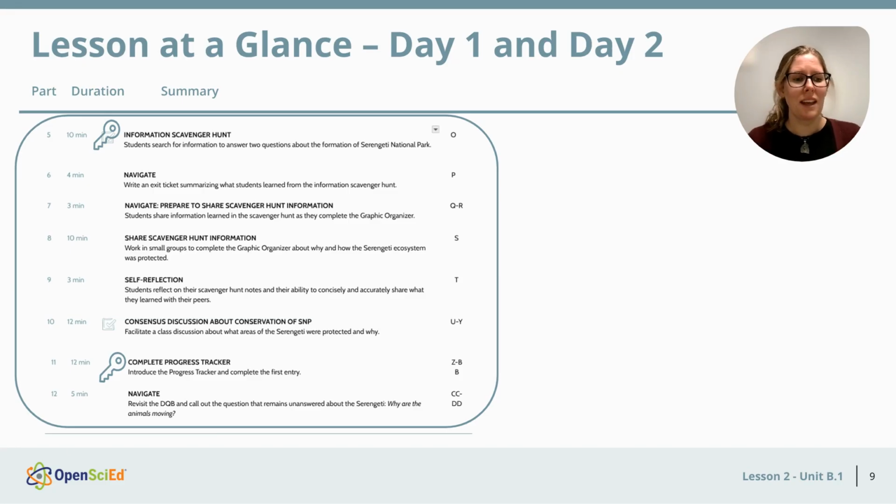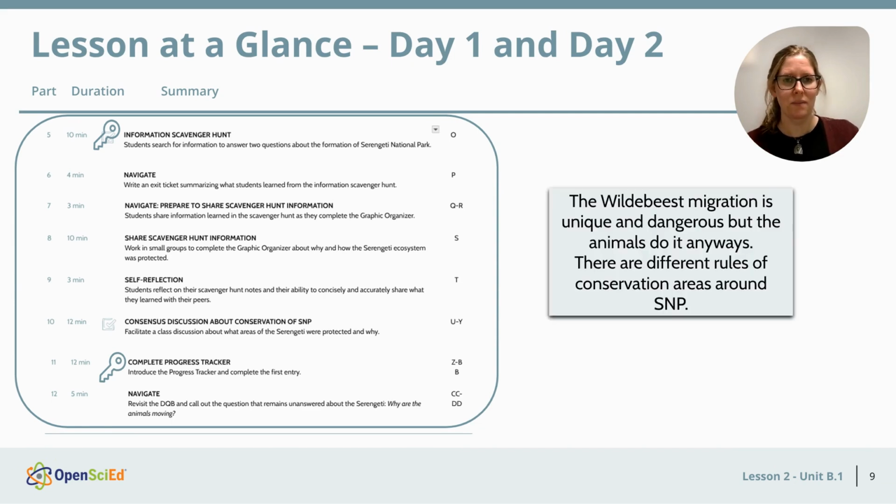Chunk 2. In chunk 2, students are going to be completing that scavenger hunt. We're going to have a class consensus discussion, and then going to be co-constructing a model of the Serengeti National Park. In this chunk, students are going to be figuring out that there's a wildebeest migration that takes place, and it is unique and dangerous, but the animals are migrating anyways. They're also going to learn that there's different rules of conservation areas around the Serengeti National Park. For example, they'll learn that there's some things you can do in a national park and some things you can do in a game reserve.